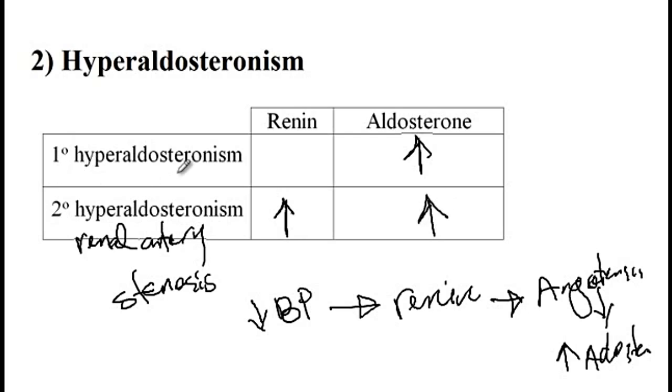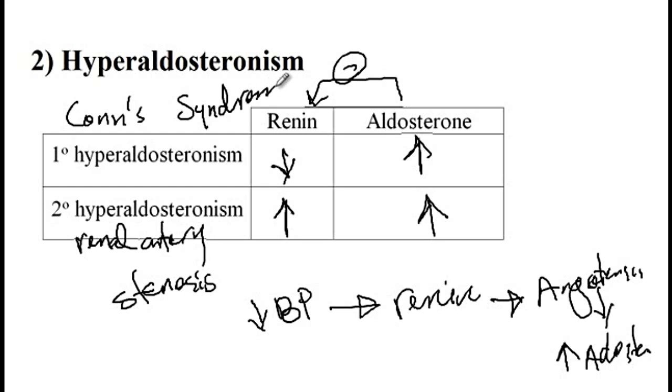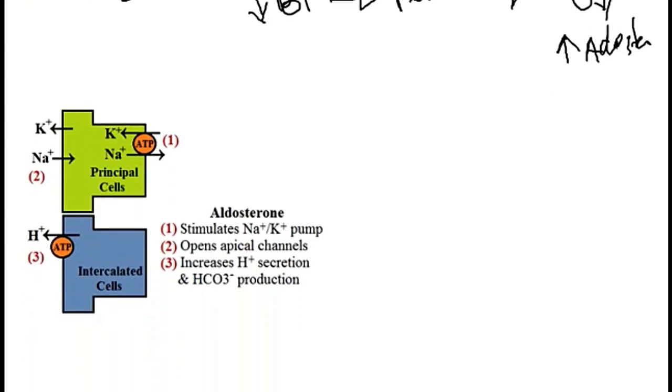In primary hyperaldosteronism, it's the adrenal gland that is producing the aldosterone. However, since there is a negative feedback on renin, then these patients will have low levels of renin. So the other name for primary hyperaldosteronism is called Conn's syndrome, which is usually due to the adrenal adenoma, or it could be due to the adrenal hyperplasia. And then you may recall that I explained the function of the aldosterone with you.